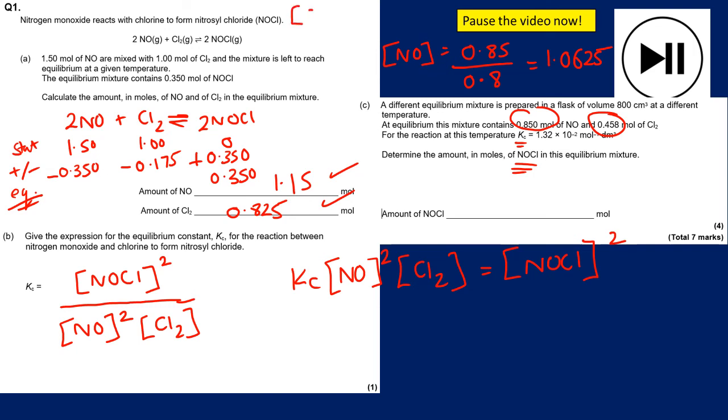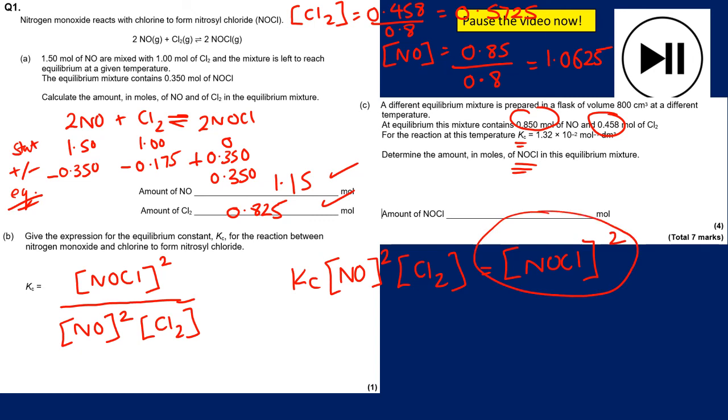And now I need my concentration of Cl2. Concentration of Cl2 is moles over volume, which in this case is 0.458 divided by 0.8. Work that out. 0.458 divided by 0.8 is 0.5725.